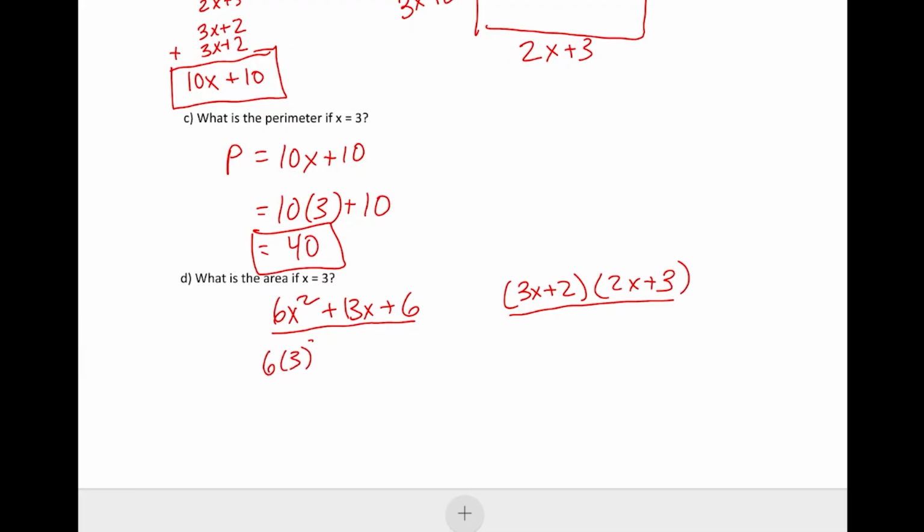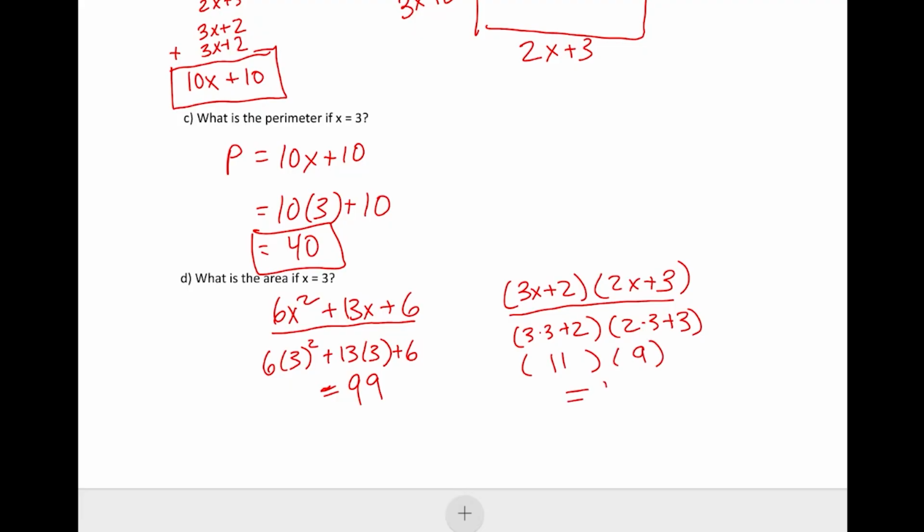So 6 times 3 squared plus 13 times 3 plus 6. Go ahead and use a calculator here. You don't need to do that by hand. I'm just typing it in, and it is 99. And if I try that over here, where I have 3 times 3 plus 2 times 2 times 3 plus 3, I'm plugging in x equals 3, by the way. I get 9 plus 2 is 11. 2 times 3 is 6, plus 3 is 9. So I get 11 times 9, which, look at that, is also 99. So 99 is my area.